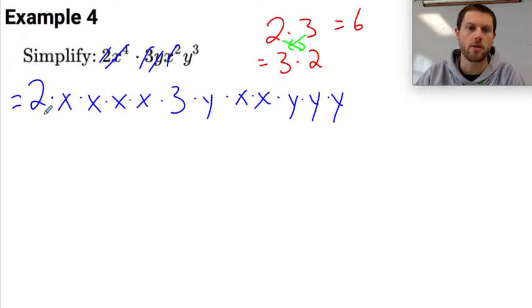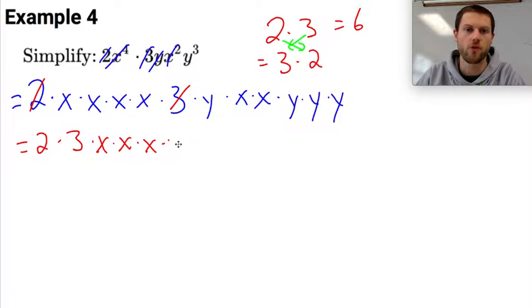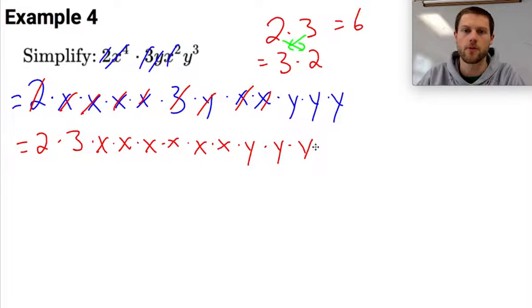I'm going to put all of my numbers together, my constants. So I'm going to say 2 times 3. That takes care of those two. And then I've got 1, 2, 3, 4 x's. That takes care of those 4. I've got 2 x's over here, 1, 2. That takes care of those 2. I think we're done with x's, so let's go to the y's. Here's my first y. And then I've got 1, 2, 3 more y's. All right, I think that's everything.